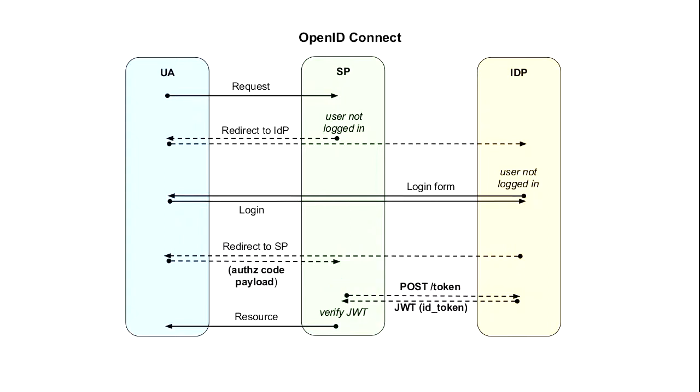So that's the approach taken in OpenID Connect. And so this is called an authorization code workflow. And you post to a token endpoint using the authorization code, and you get back your signed JWT from the identity provider containing the information that your service needs.